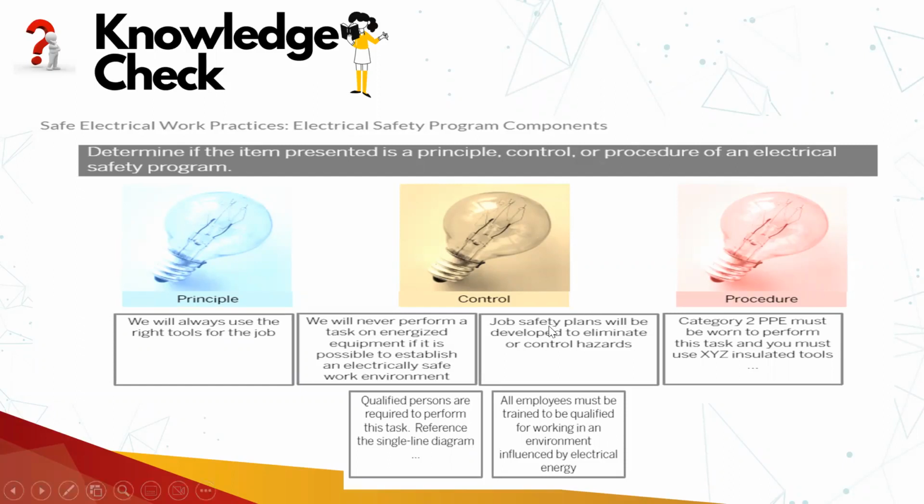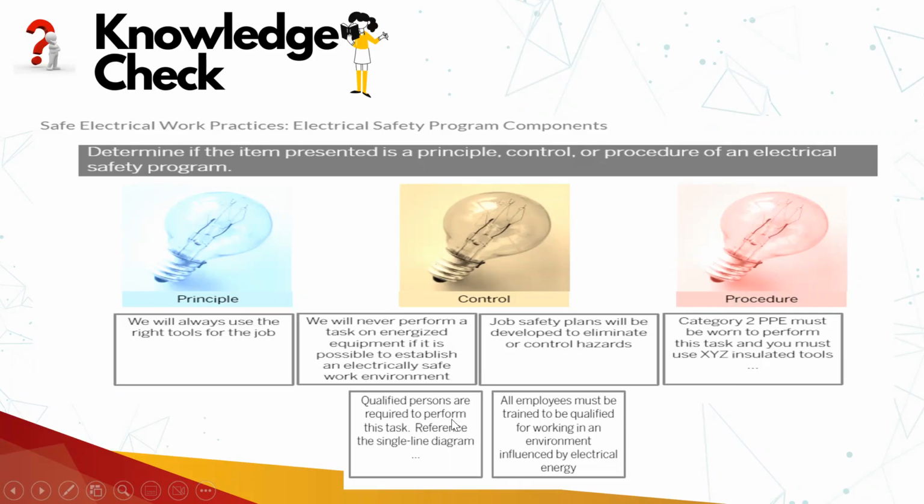The third one is job safety plans will be developed to eliminate or control hazards. It sounds like principles, but it is related to job safety planning. So the planning will sit under control, that we will be developing job safety plans to control our hazards. Next one: a Category 2 PPE must be used to perform this task, and you must use X and Y. This is related to a particular task, so it falls under the procedure.